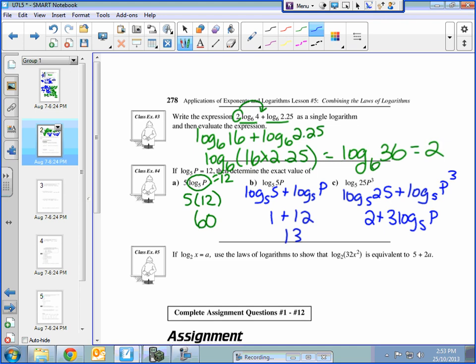What is log of p base 5 equal to? 12. Yeah. It's right here. It's not just p that equals 12, it's log of p base 5 equals 12. Do you guys get that? So what is 2 plus 3 times 12? 38.